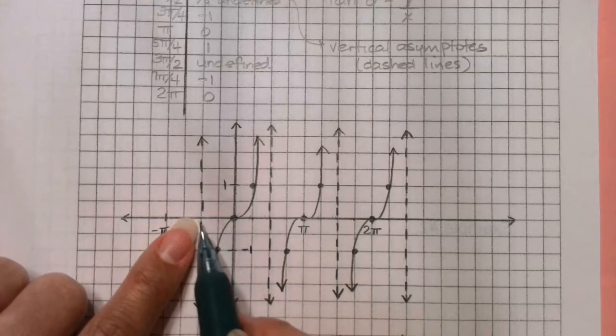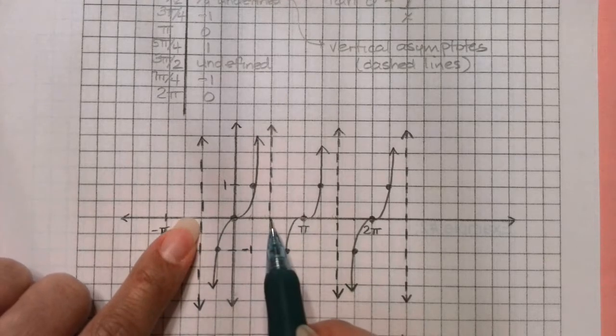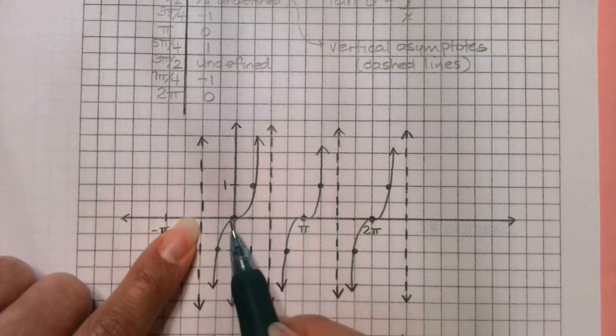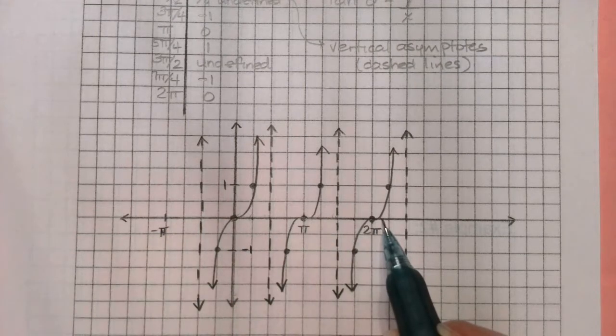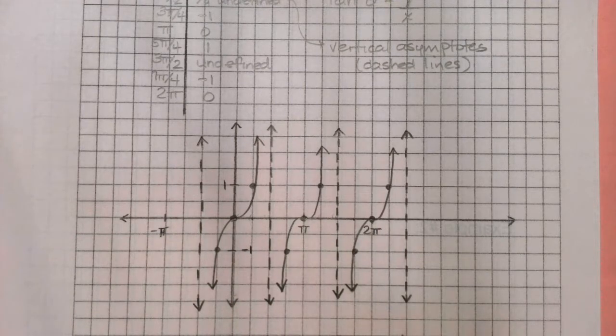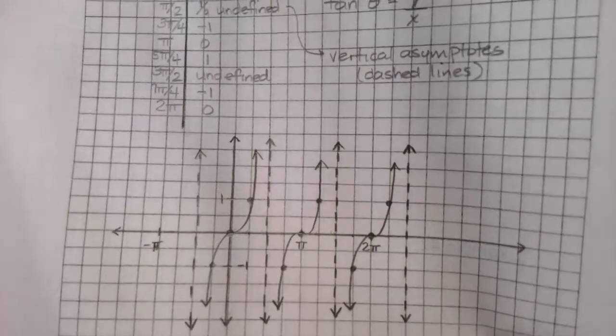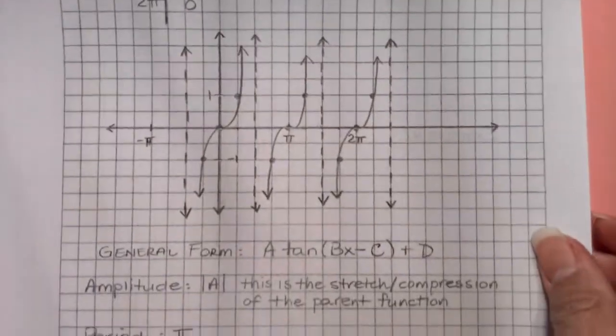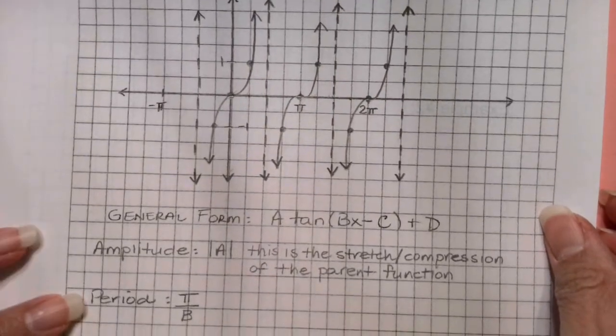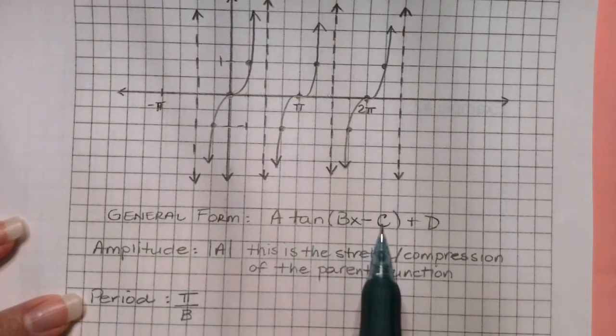So around the origin, this is our negative pi over 2 to positive pi over 2. And you always have these graphs trapped in between. So this is the shape of the graphs that you ultimately are going to be graphing. Of course, these graphs are going to be altered in whatever manner that our function is written.